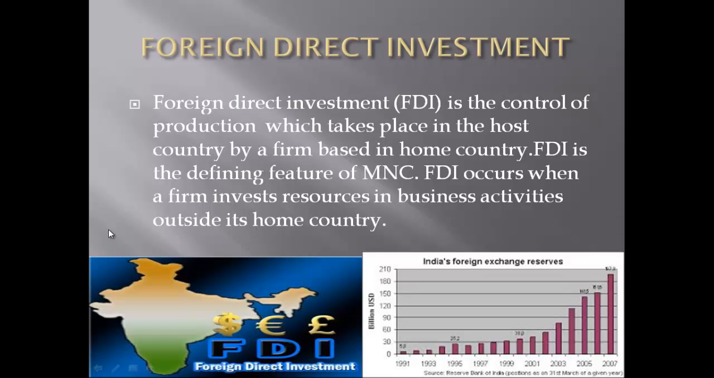Now, the other aspect of multinational corporations is foreign direct investment. Foreign direct investment, FDI, is the control of production which takes place in the host country by a firm based in the home country. FDI is the defining feature of multinational corporations. FDI occurs when a firm invests resources in business activities outside its home country. So that is there in the very definition of multinational corporations.